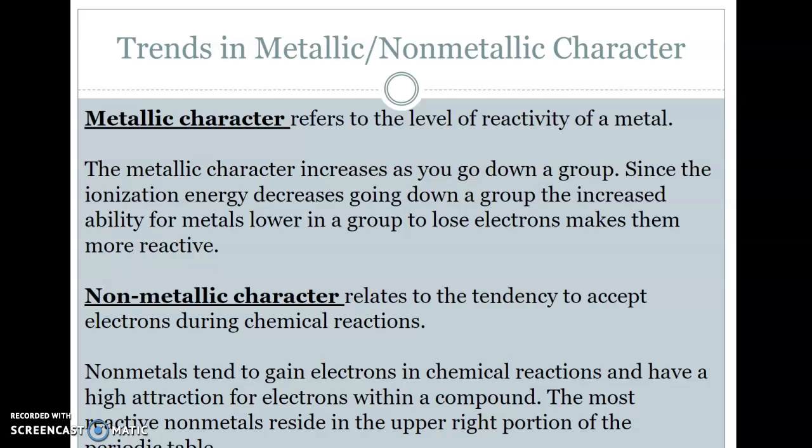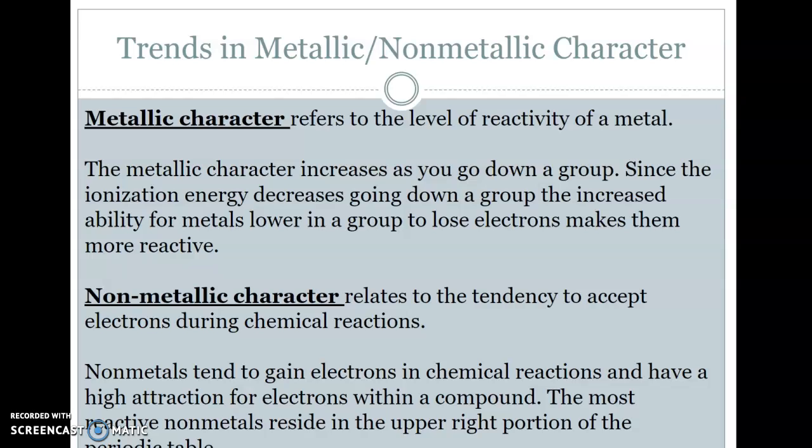Having a non-metallic character relates to the tendency to accept electrons because nonmetals tend to be the elements that are most in need of 1 or 2 electrons to complete their valence shell. So nonmetals tend to gain electrons, right, in chemical reactions. So they have a very high attraction for electrons within a compound. The ones that are the most reactive nonmetals are actually the highest and farthest to the right on the table.